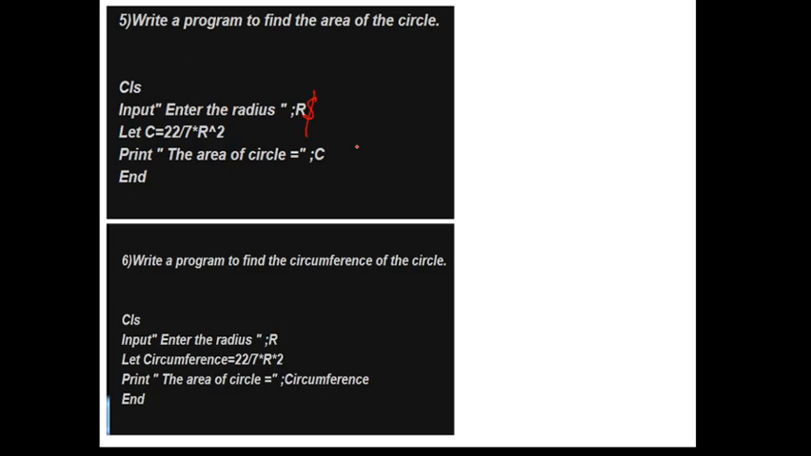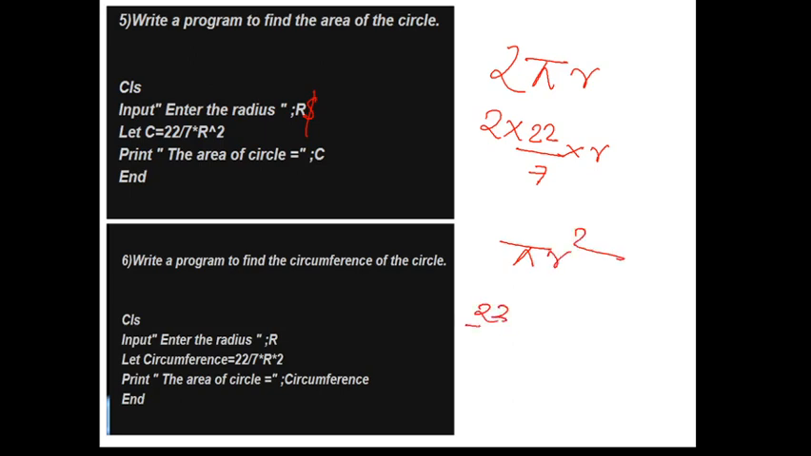Now, what is the formula of circumference, children? 2 pi R. So 2 into 22 by 7 into R, and for area, pi R square. So 22 by 7 into R square.